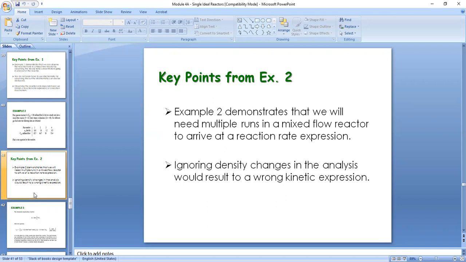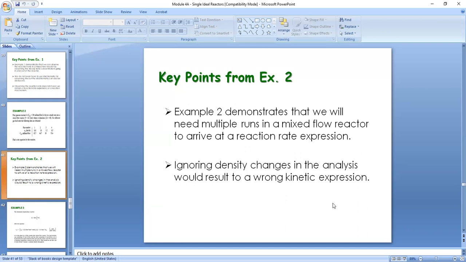In the case of this problem, the feed rates were varied and the corresponding changes in the final concentration of A were noted. That way, we can get the values of the rates, the actual value that is, and from that actual value, working on it together with the concentration, you'll be able to find the order of the reaction and the rate constant. Now, in here, ignoring density changes in the analysis would result in a wrong kinetic expression.